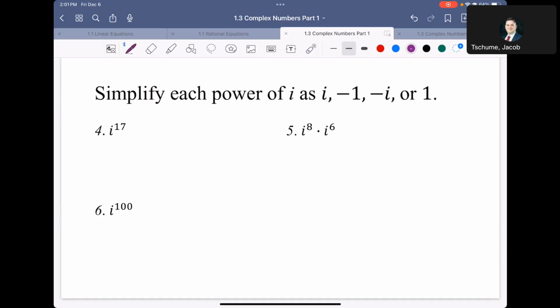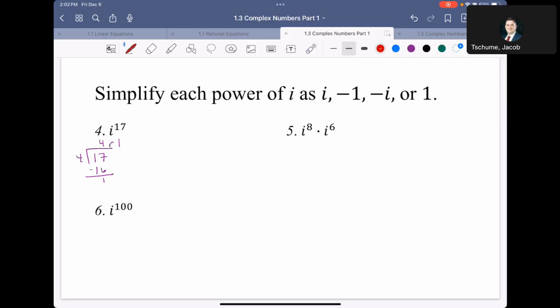Since the power of i repeats itself every 4 units, what you're going to do is take whatever the power of i is, which in this case is 17, and do old school division on this. So I'm going to divide it by 4. You might remember from grade school division, 4 goes into 17 4 times. 4 times 4 is 16, and that gives you 4 remainder 1.